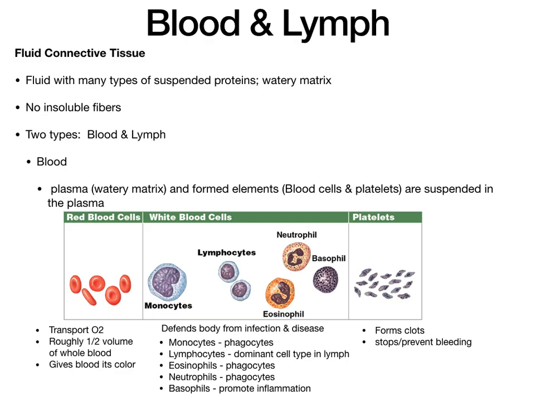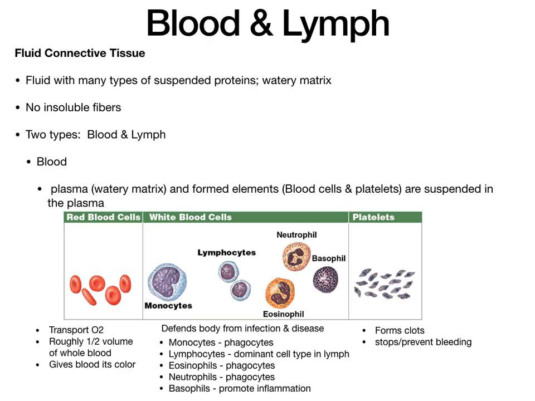Then we have our white blood cells, of which there are multiple different types. The white blood cells' main purpose is to defend the body from infection and disease. So the different types of white blood cells are monocytes, which are important in phagocytosis. They collect all the debris and pathogens that we don't want in there and help get rid of it from our body. We have our lymphocytes, the dominant type of cell in our lymph nodes. Our eosinophils, which are also phagocytic, the neutrophils, phagocytic, and the basophils promote inflammation.